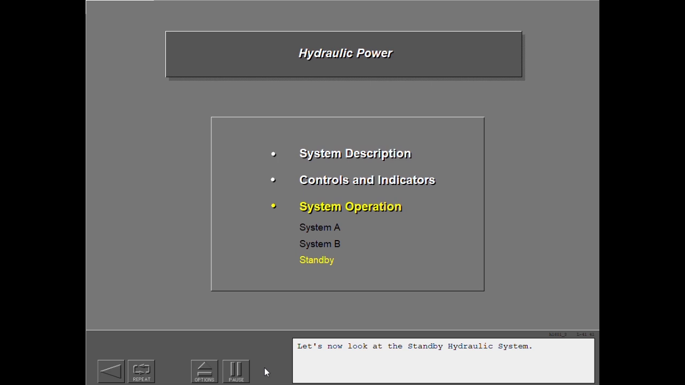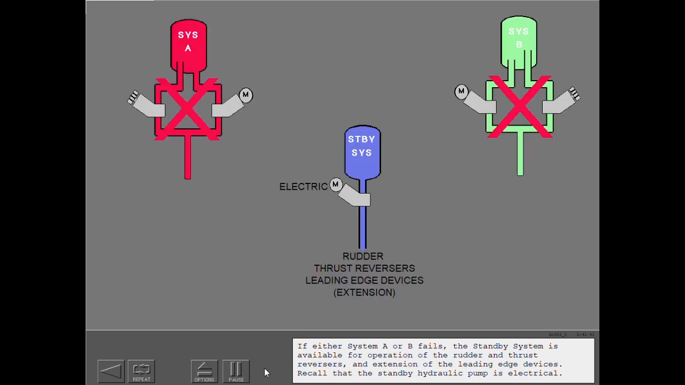Let's now look at the standby hydraulic system. If either System A or B fails, the standby system is available for operation of the rudder and thrust reversers and extension of the leading edge devices. Recall that the standby hydraulic pump is electrical.